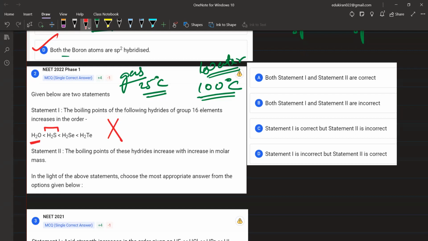Now why does H2O have a higher boiling point? It is because of hydrogen bonding. Otherwise, if H2O were not there and we considered only the rest of the hydrides, then this statement would also be true and statement 2 would also be true, but only because of the presence of H2O. Statement 1 is not right, and statement 2 is also not right. So both statement 1 and statement 2 are incorrect.